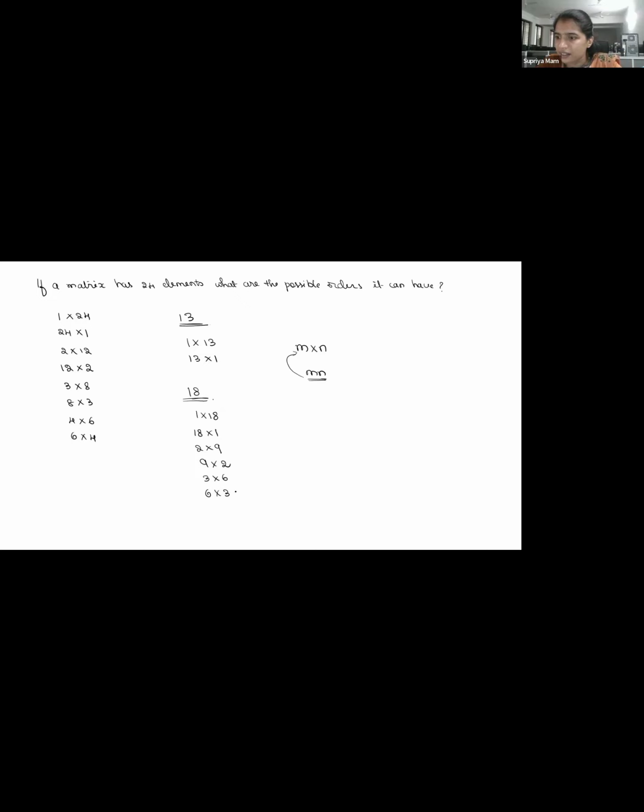Yes. Okay, very good. 6 possibilities. See, identify all possible factors of 18. 1, 18. 2, 9. 3, 6. Identify different possible orders.